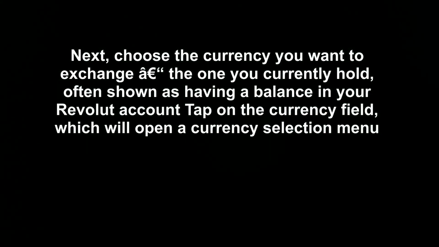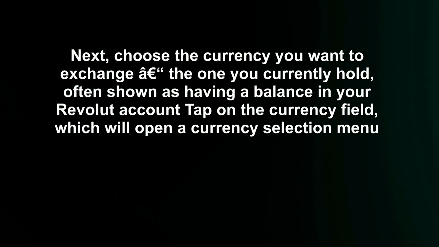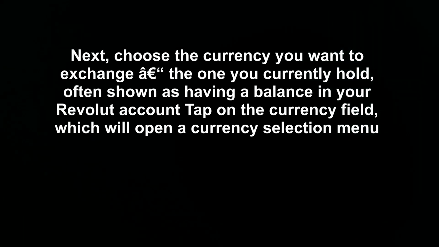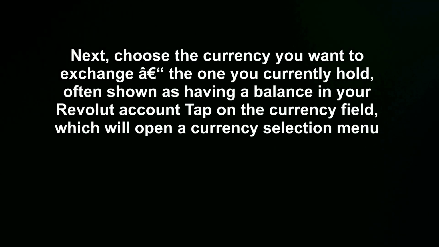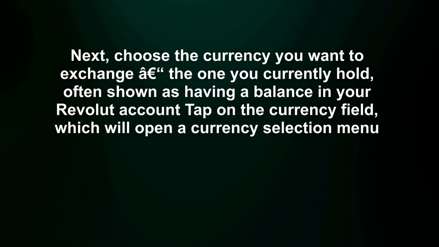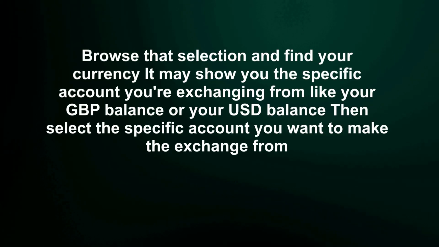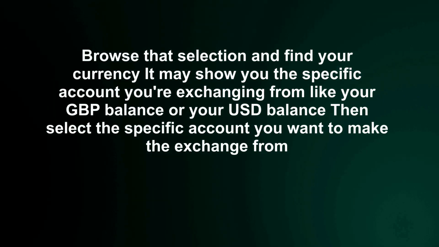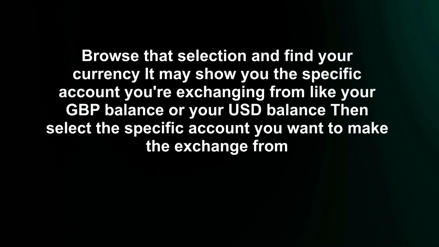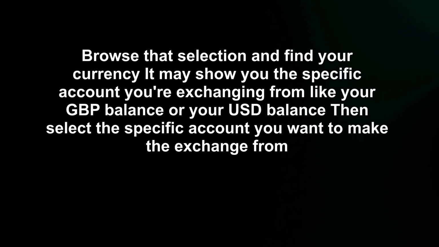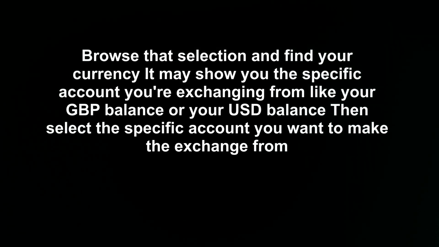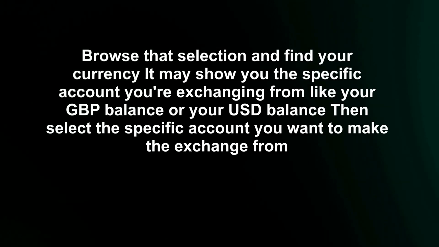Next, choose the currency you want to exchange. Euro, the one you currently hold, often shown as having a balance in your Revolut account. Tap on the currency field, which will open a currency selection menu. Browse that selection and find your currency. It may show you the specific account you're exchanging from, like your GBP balance or your USD balance. Then select the specific account you want to make the exchange from.